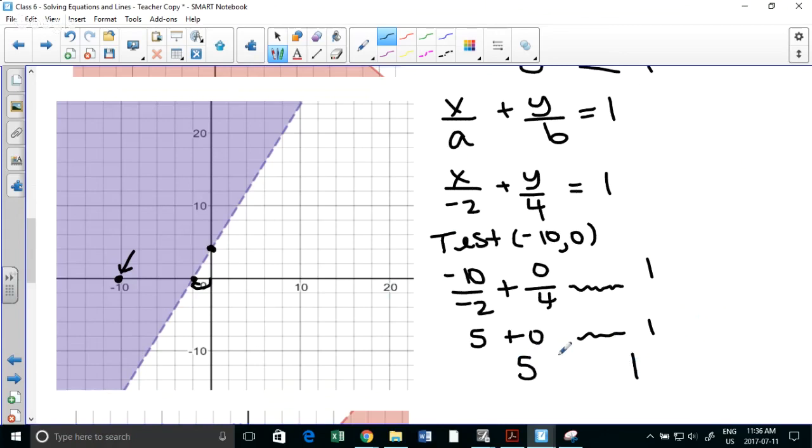Is 5 greater than 1? I don't know if you remember this. Some people use this: the alligator mouth eats the bigger number. So this is greater than. It's dotted, so it stays like this. Now this just plops in and replaces the equal sign. We're done.